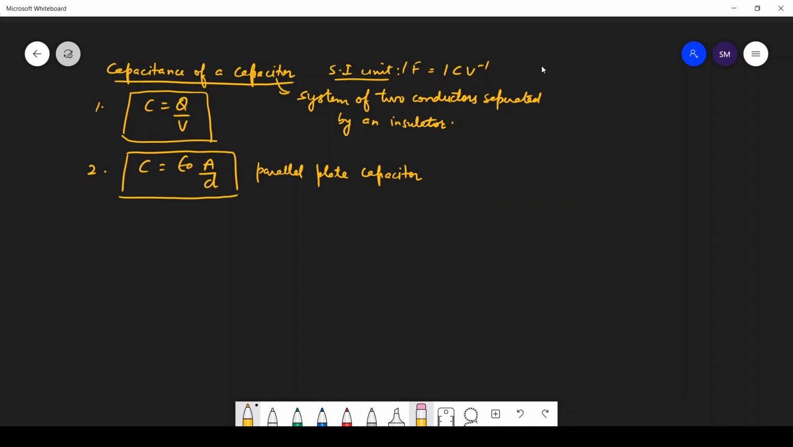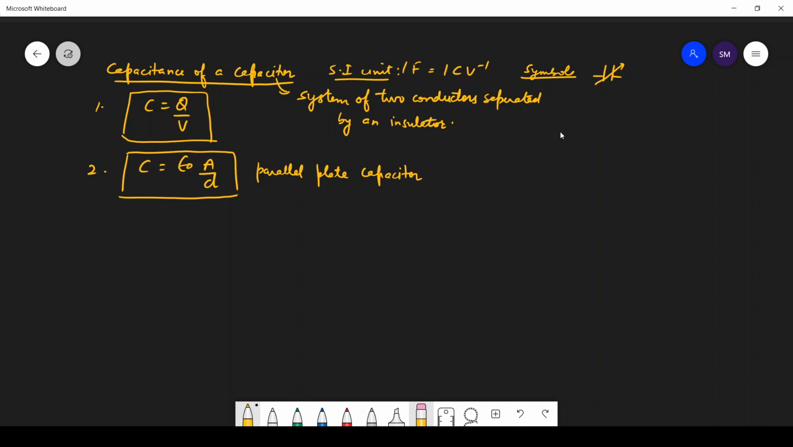And what symbol will you have for a capacitor? So this symbol you will have for a capacitor, two parallel plates and this. So this is the symbol. And if the capacitance is variable, then this is the symbol for the variable capacitor.